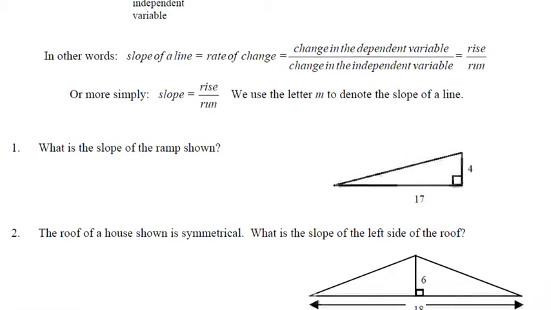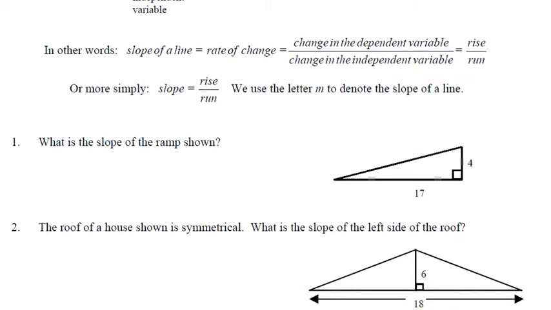In other words, slope of a line is the rate of change, the change in the dependent variable over the change in the independent variable, or rise over run. How many did not know slope was rise over run? So everybody knew slope was rise over run, right? There you go. So more simply, the slope is rise over run.